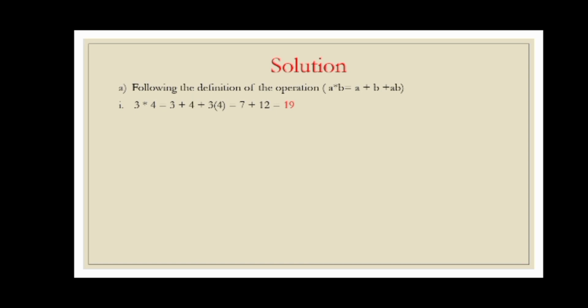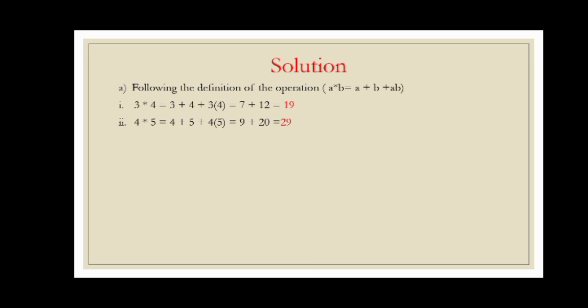Substituting 3 star 4 into A star B, we have A, that is 3, plus B, that's 4, plus AB, that's 3 times 4. So 3 plus 4, we have 7, then 3 times 4, we have 12. So 7 plus 12 is 19. That's the first one.